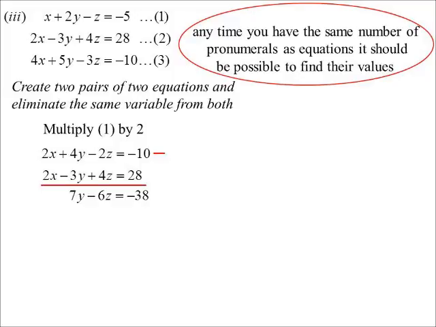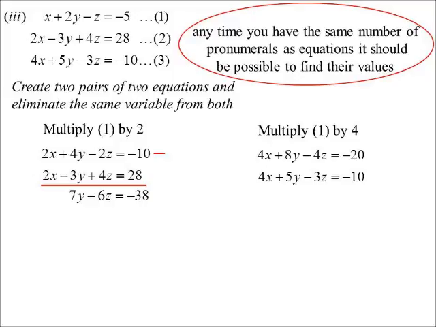Do a subtraction, I've ended up with 7y minus 6z. So now I'm going to pick another pair and eliminate x from that. So this time I'm going to multiply the first one by 4 and match it with the third equation. What I now have is 2 equations, 2 pronumerals, the standard sort of question we're used to doing. So now we go and do that.